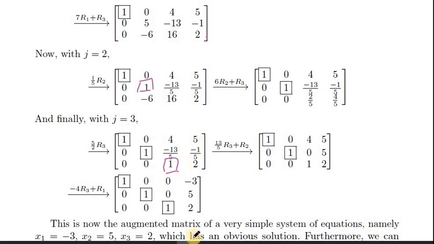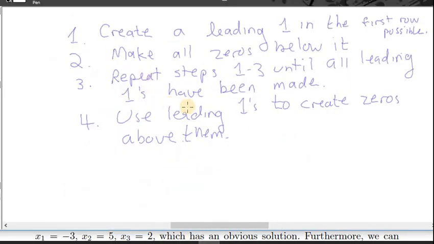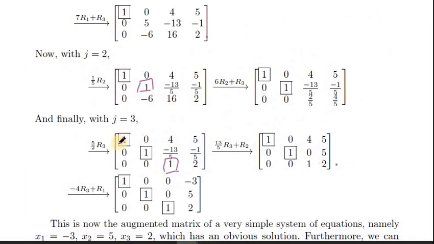Now, according to my step 4, I'm going to use the leading ones to create zeros above them. So this leading one is okay. There are no rows above. This leading one already has zeros above. This leading one needs to have zeros above. So I need a 0 here and a 0 here. To get rid of this minus 13/5, I can multiply the third row by 13/5 and add to the second row, and that will put a 0 here. Now I will want to get rid of the 4. To do that, I can take the third row, multiply by minus 4, and add to the first row. So then I have my leading ones.